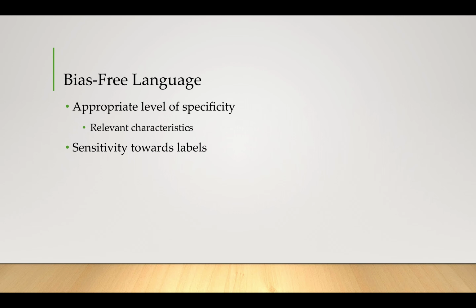So appropriate levels of specificity means to include characteristics that are relevant and leave out characteristics maybe that are not. So if you were writing about cognition, for instance, sexual orientation is probably not necessary to include. But maybe if you were talking about stereotypes, then it would be important to mention.